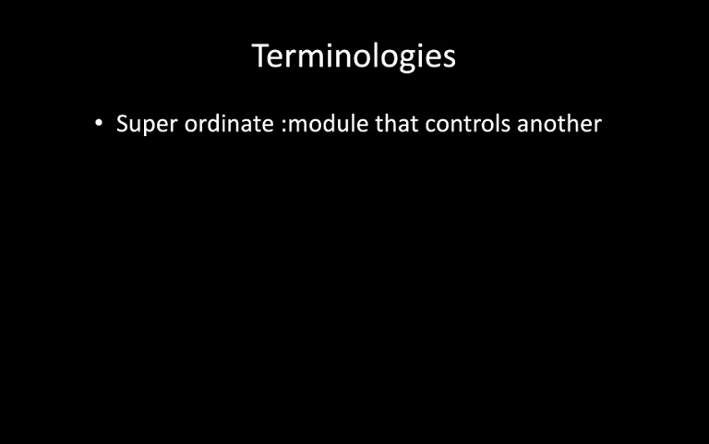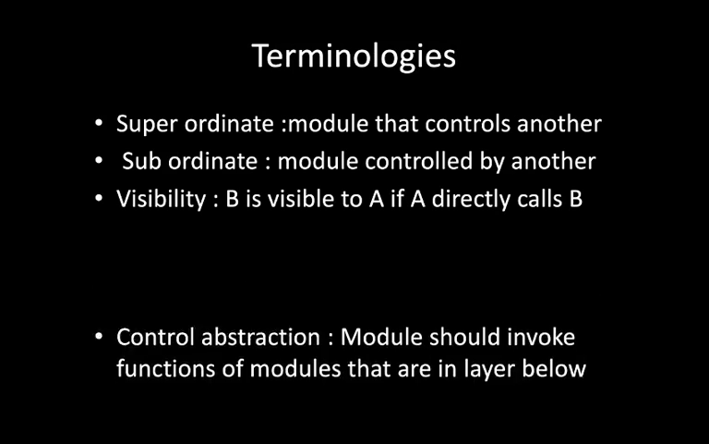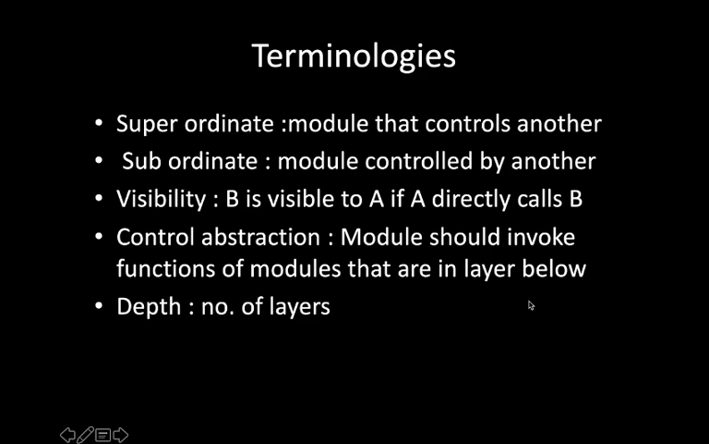In this module, if we check, there is control abstraction. M1 needs to call only M4, M2, and M3, and similarly M4 has to invoke only M5. It need not worry about other modules. So a module should invoke functions of modules that are in the layer below.